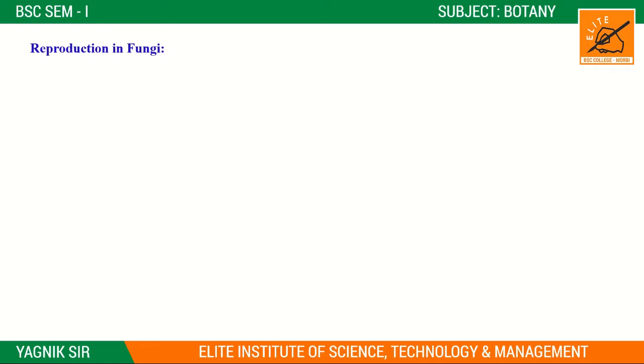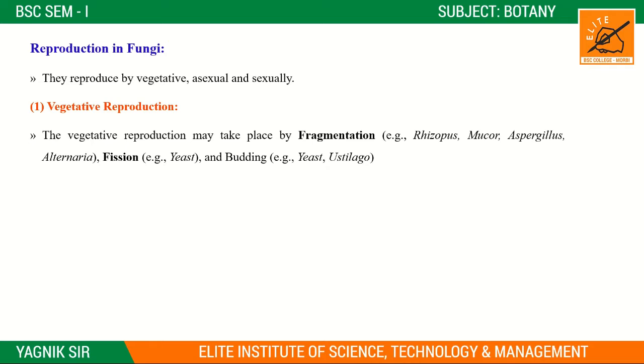So one by one we have to see them. First, vegetative reproduction. Normally vegetative reproduction takes place by three methods: fragmentation, fission and budding. So what is fragmentation? Fragmentation means the thallus accidentally or mechanically breaks up and is divided into small segments, and these small segments are able to grow into new plants, right? So this is called fragmentation.